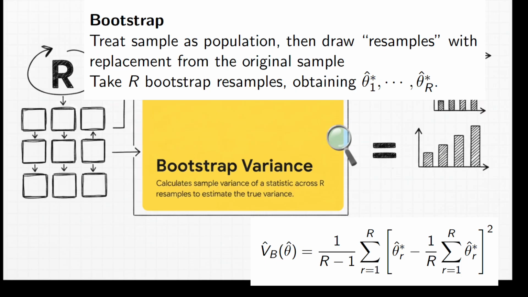Look closely at the terms inside the parentheses. Theta hat r star is the estimate calculated from a specific rth resample. That little asterisk explicitly denotes that it's a bootstrap statistic. We subtract the mean of all the bootstrap estimates from it. The absolutely crucial element here is R, right? That represents the total number of bootstrap resamples drawn. You're literally calculating the sample variance of your resampled statistics.